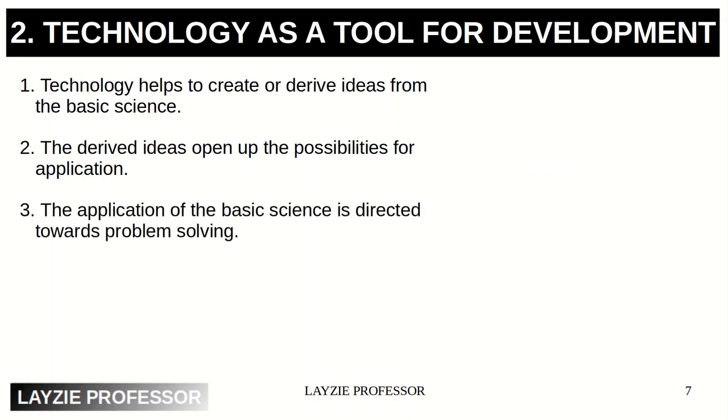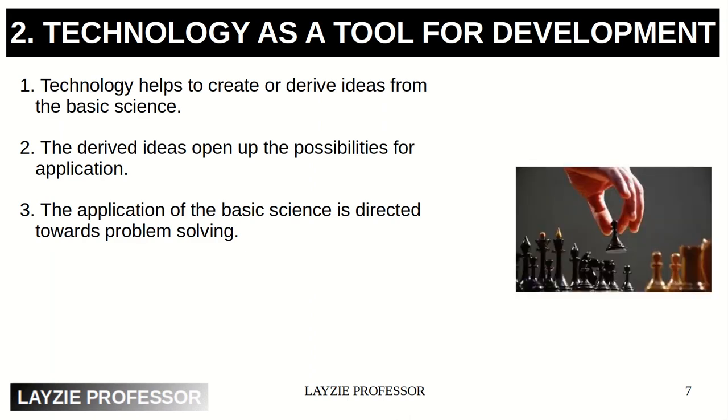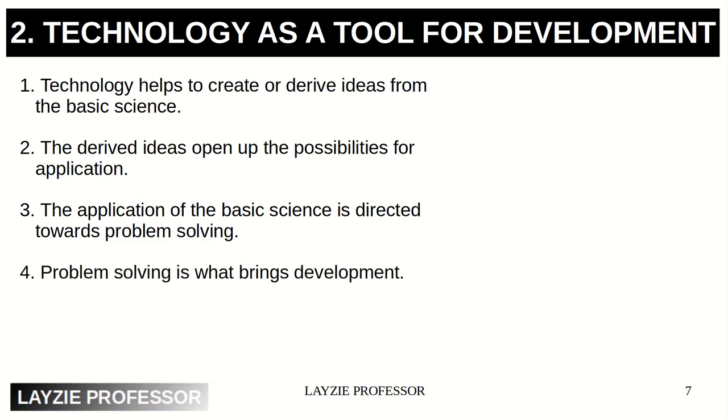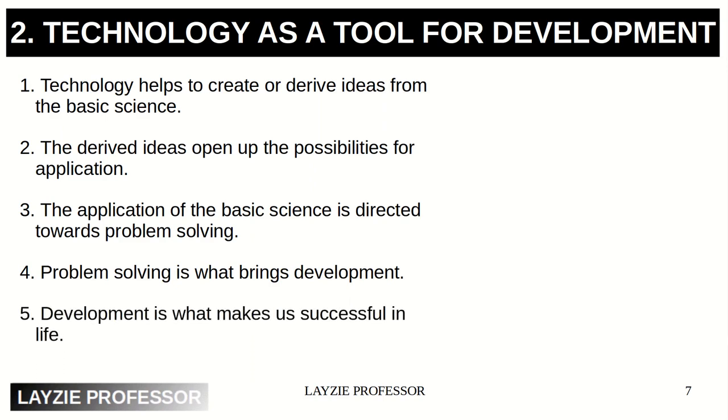And usually the application of the basic science within technology is directed towards problem solving, the various problems confronting human life. Like, how do we plant crops and make them grow faster? How do we move long distances without spending much time or stress? How do we wash our clothes or manage the home? How do we entertain ourselves? These are basic problems that actually confront human beings. And technology is what we bring in to help us solve some of these problems so we don't have to worry about them. And problem solving usually is what brings development. And development is what makes us successful in life.